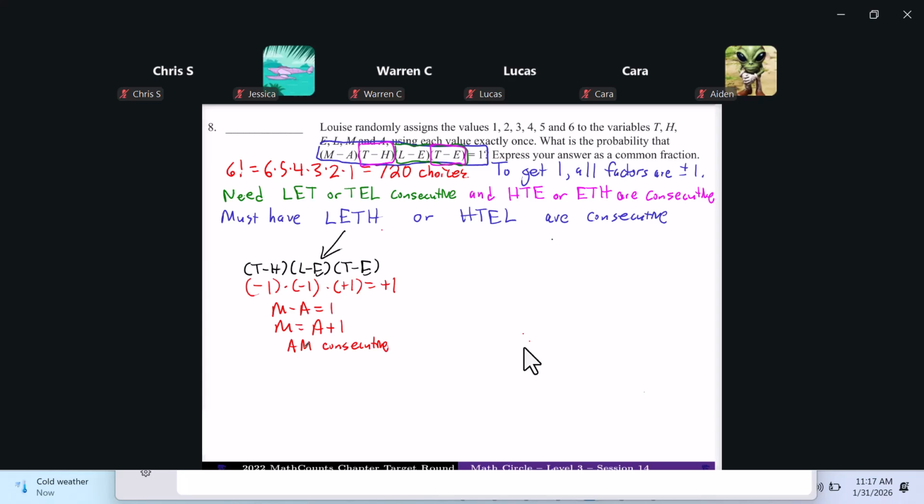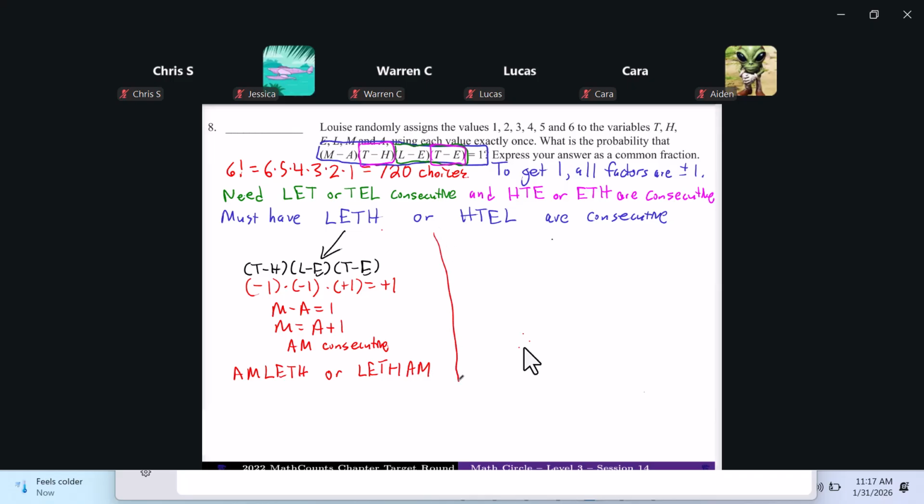So I know that AM is consecutive and LETH is consecutive. So basically, I'm going to put my AM either before LETH, or I'm dealing with LETH AM. So there are two different ways that I could do this.